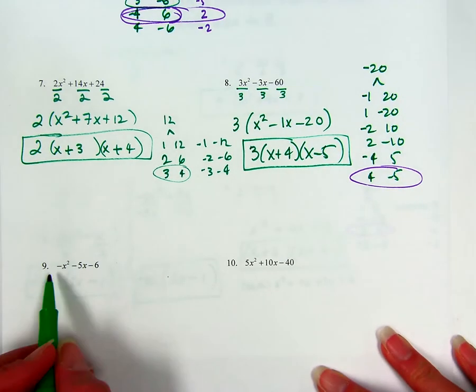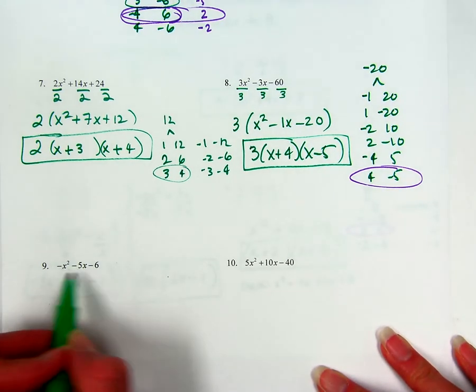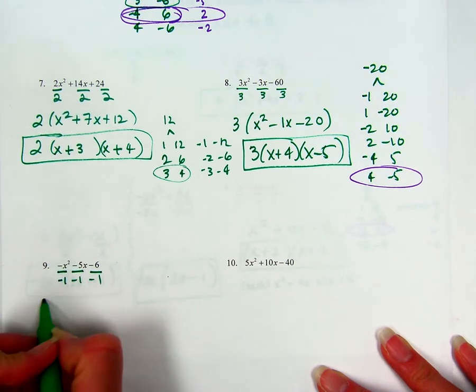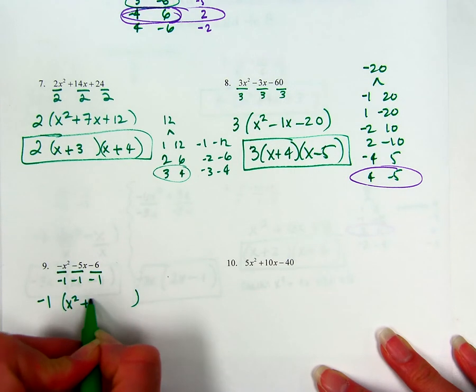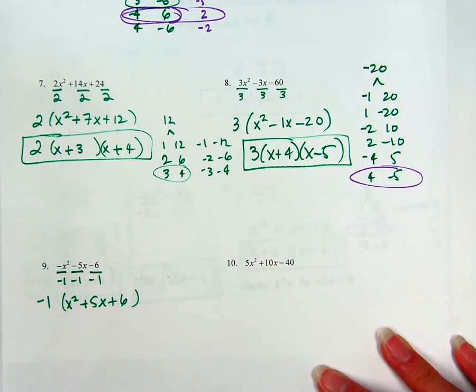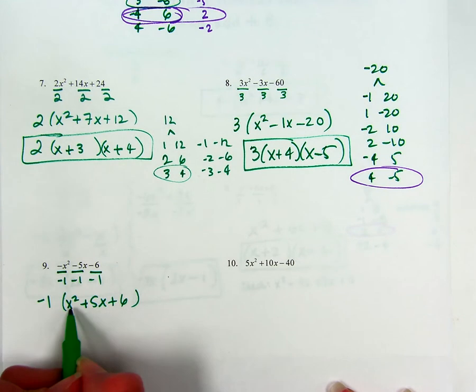All right, number 9. Now, normally I would say there's no GCF, but it's got that negative sign there, so I don't want to leave a negative in front. I'm going to divide them all by negative 1. So I take out a negative 1. I'm left with x squared plus 5x plus 6. All right, now I have a trinomial.